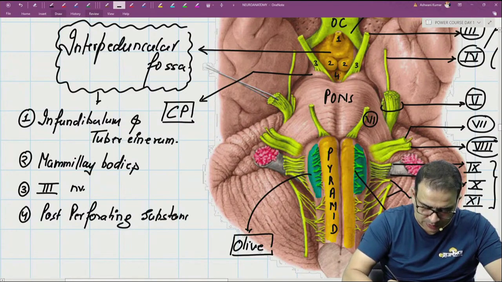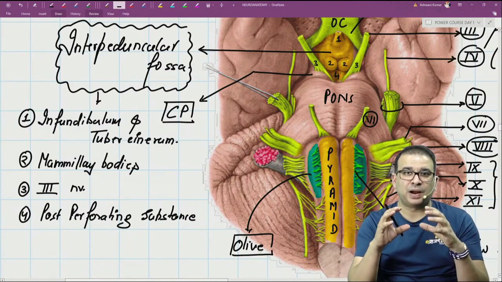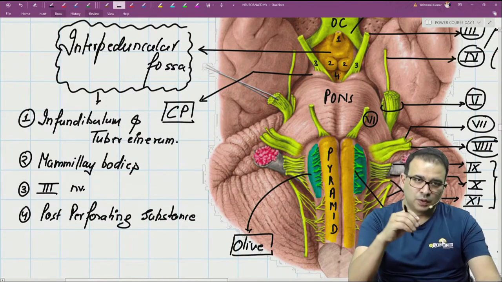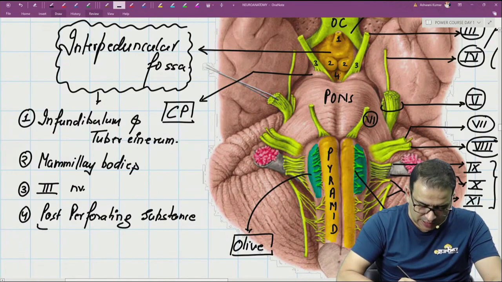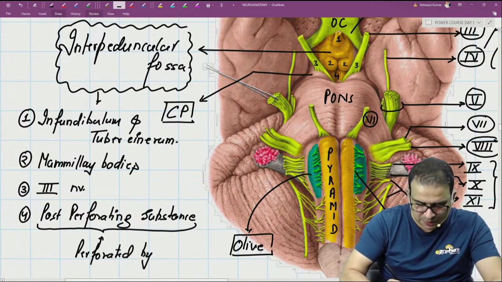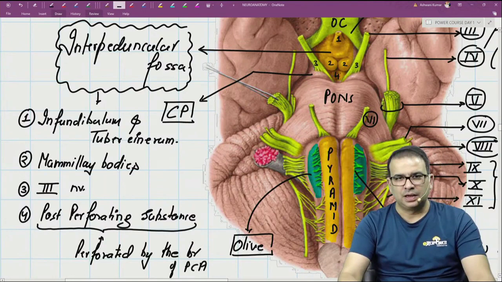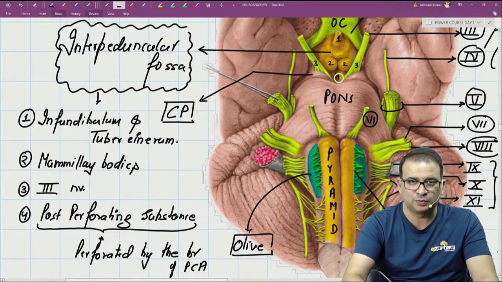The reason for calling it the posterior perforating substance is because the branches of the posterior cerebral artery will pierce it. That's a gray matter area, which is perforated by the branches. By the branches of what artery? By the branches of the posterior cerebral artery, guys.